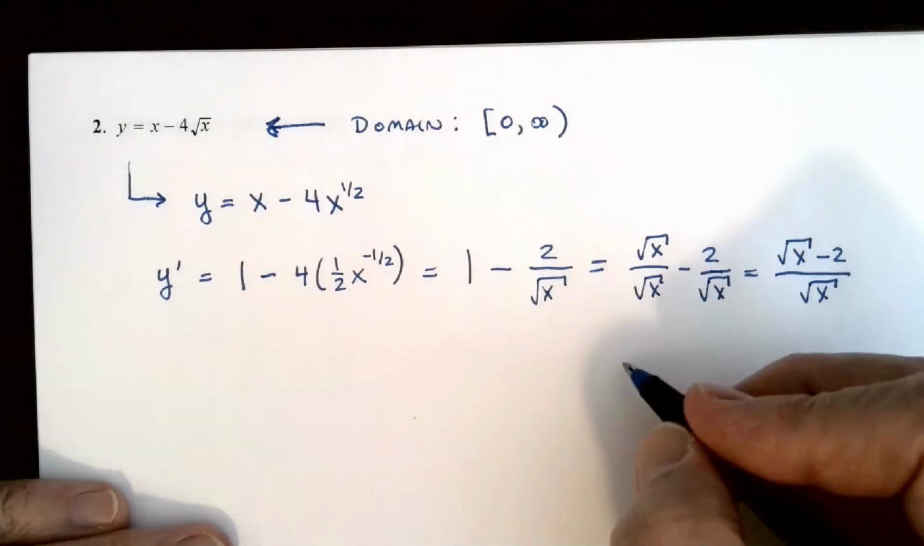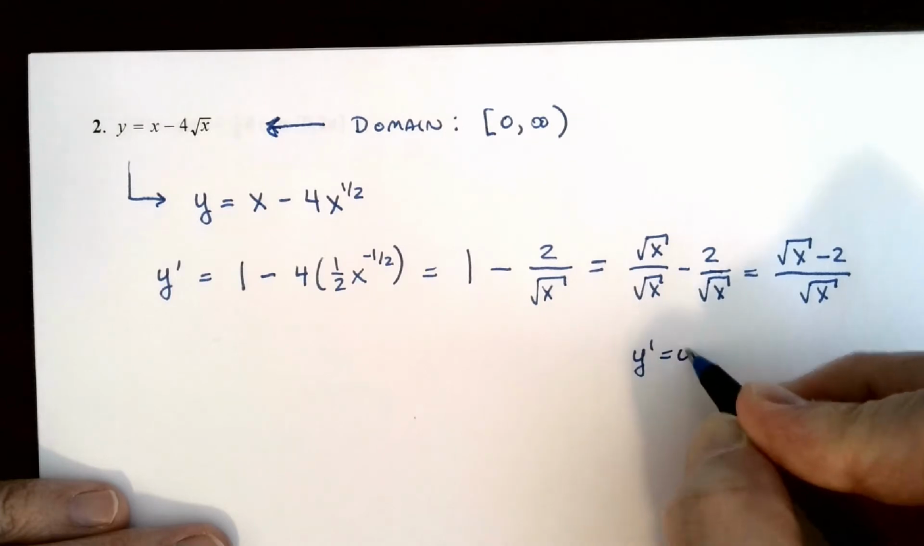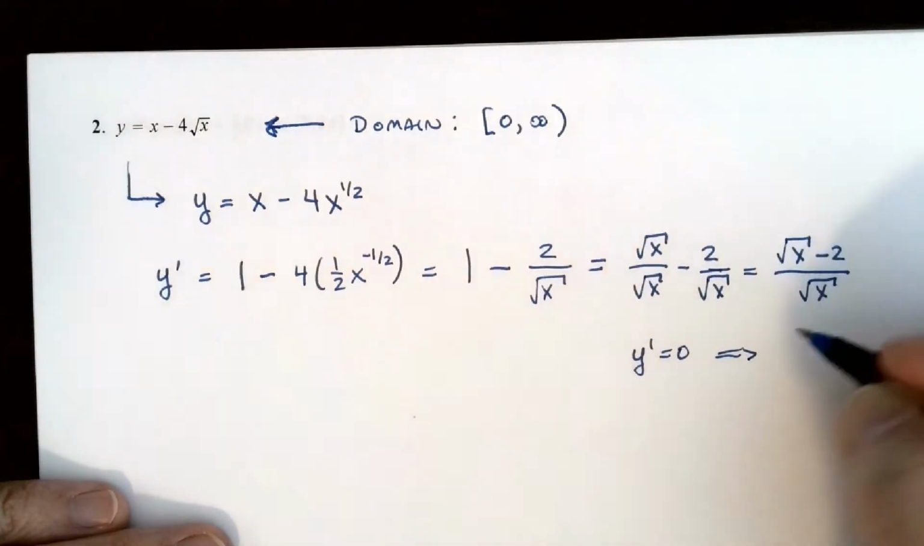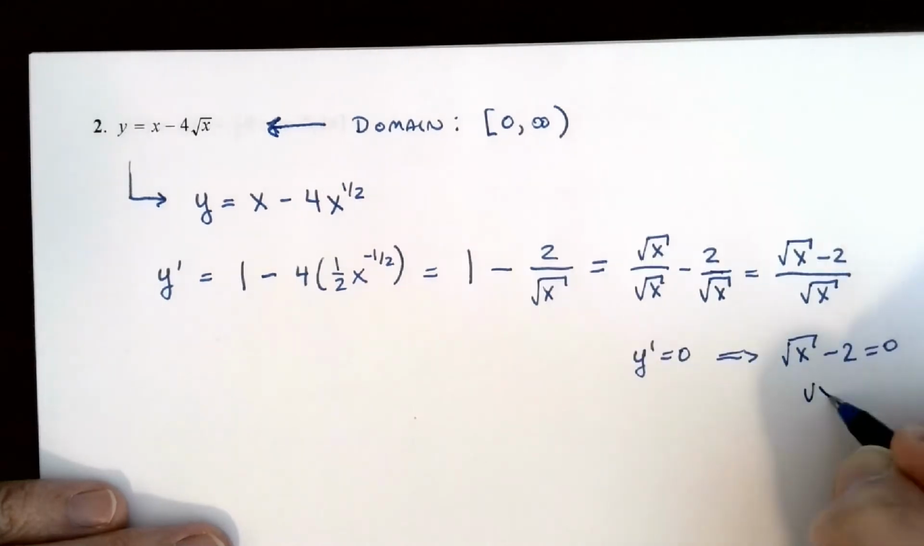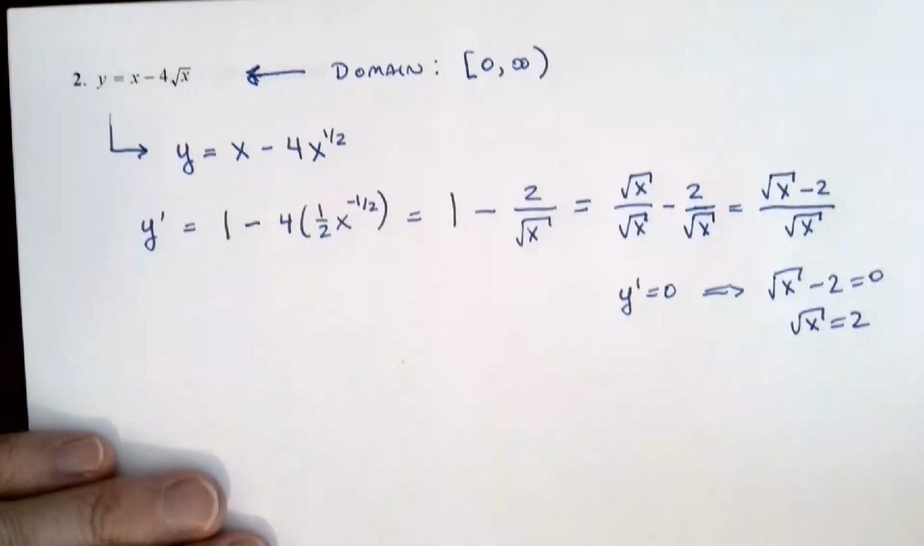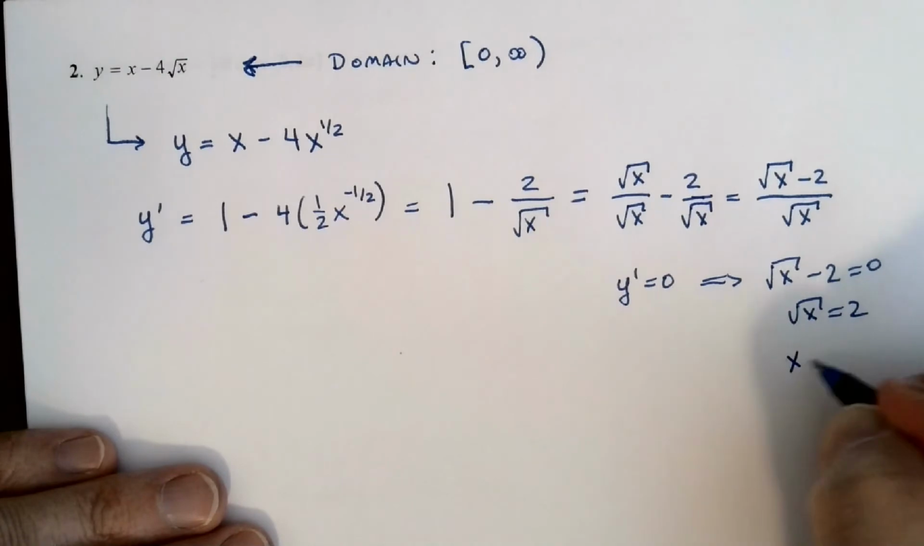But when is the y prime going to be equal to 0? Well, when the numerator is 0, when the square root of x minus 2 equals 0, or when the square root of x equals 2, or when x is 4.